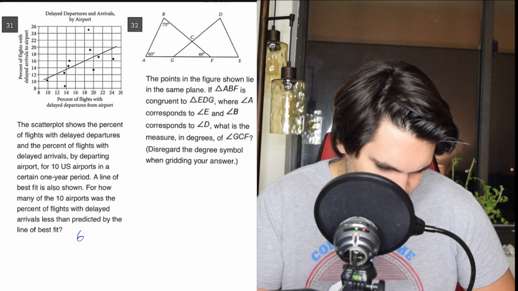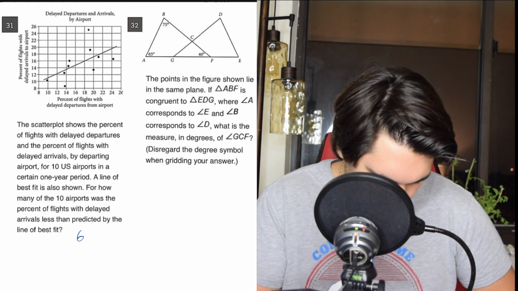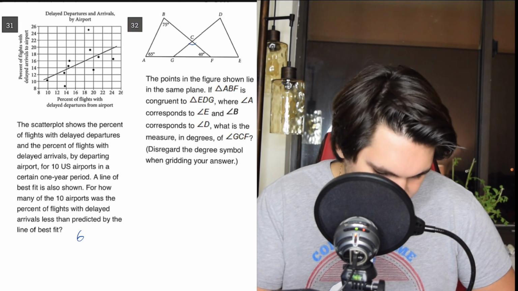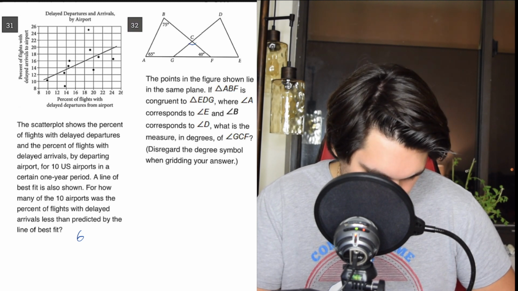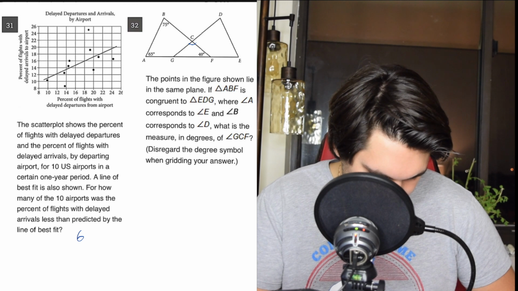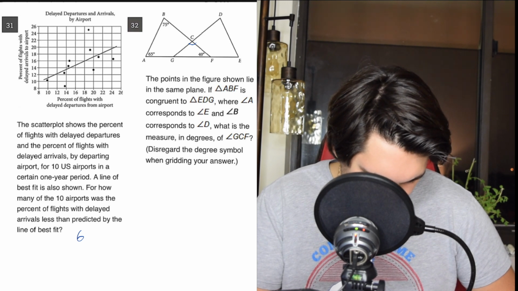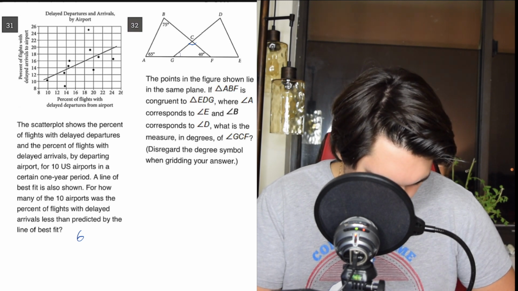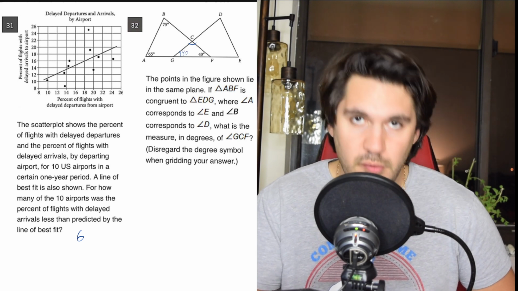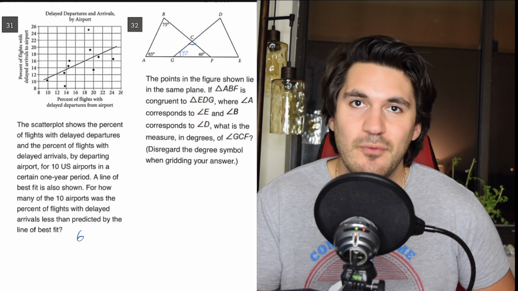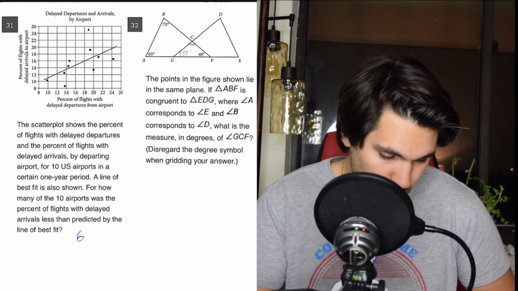Number 32, a bunch of information. What is the measure of GCF? So that's this angle right here. Well, let's say what we know. We know that F is 40. From what they told us, they said a bunch of stuff is congruent. So this angle is going to also be 40, which means that the remaining angle is 180 minus 40 minus 40. So that's just going to be 100.